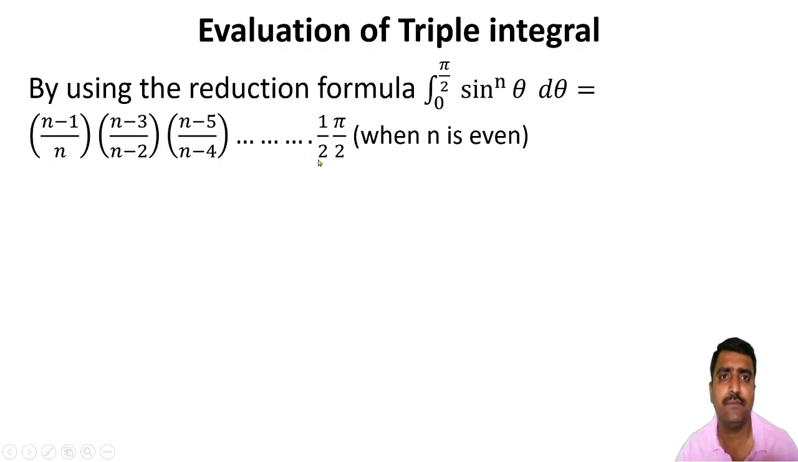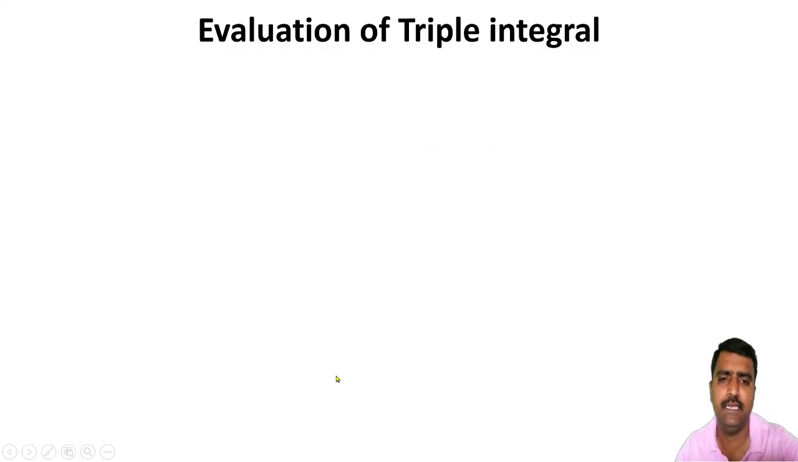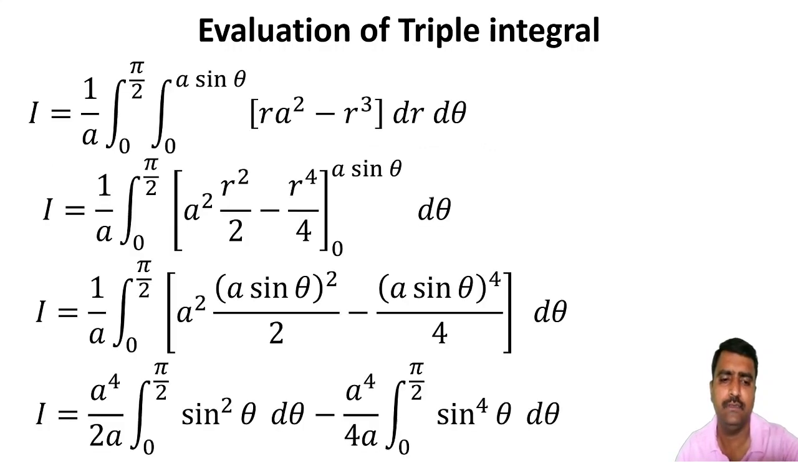And that last term is 2 by 3. Instead of 1 by 2, 2 by 3 comes; when 2 by 3 comes, we must stop and not take pi by 2 for an odd number. But here we have both as even numbers. Here, last, we have only sin square theta. So 2 means here this power is 2, that is the even number.